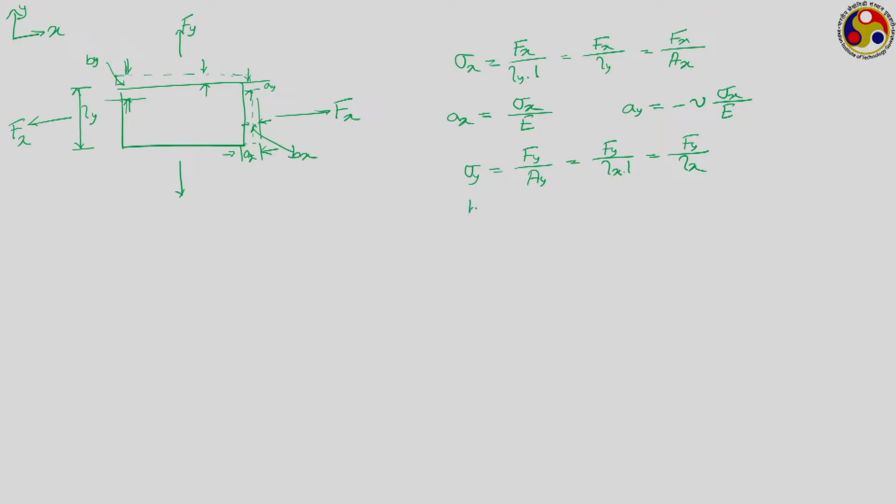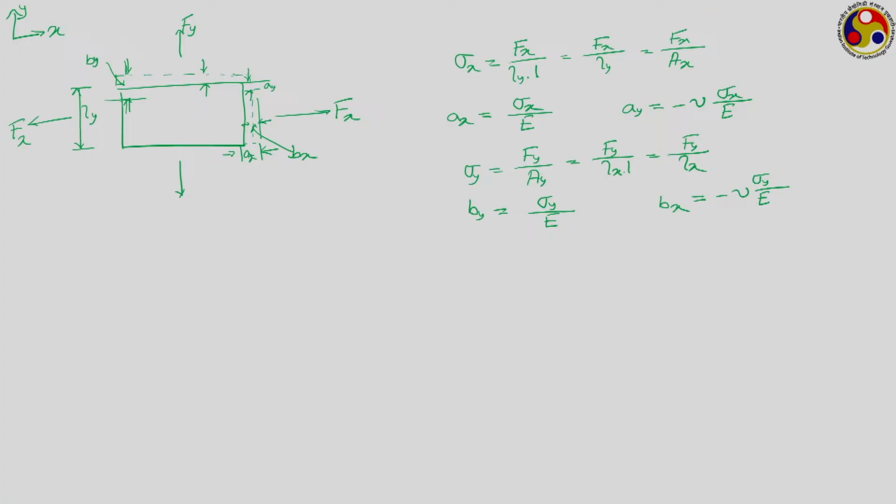So, how much will be your By? By will be equal to, very straightforward, we know it can be written as sigma y upon E. Similarly, how much will be Bx? We can make use of the idea of Poisson's ratio. So, it will be minus nu, that is Poisson's ratio, into sigma y by E.